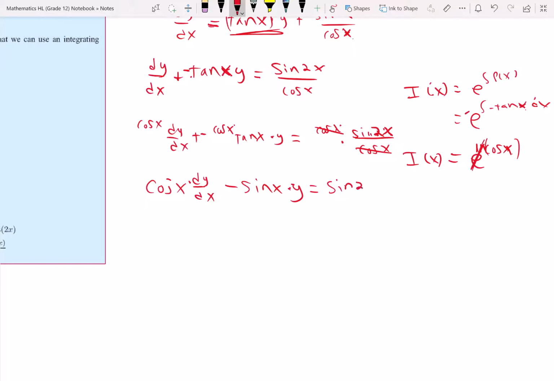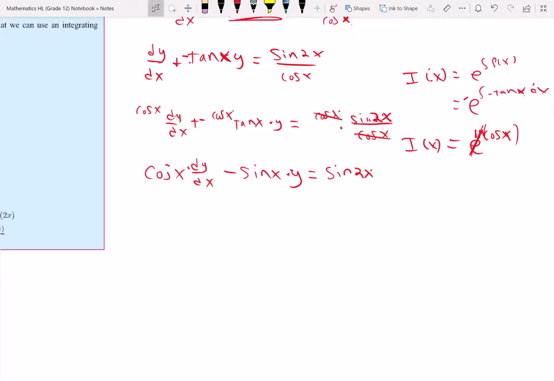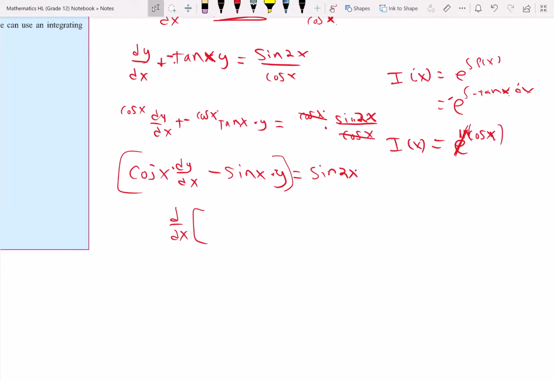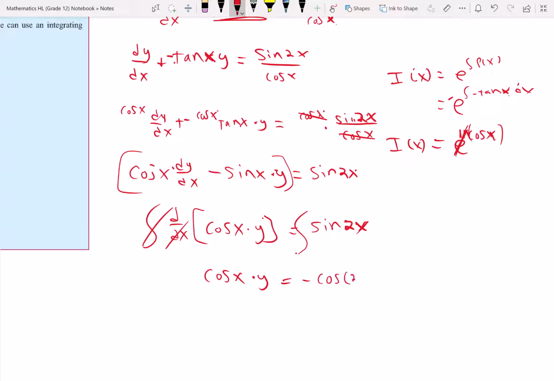Sine 2x, right? And then remember, this side is always just the derivative. If you did this right, the derivative of I of x times y. Remember, I of x was cosine x times y, right? You don't have to actually work it out, but you could try. If I take the derivative of this, I should get this, which you can check. And then that's going to equal sine 2x, which means if I integrate both sides, the integral cancels this, and you're left with cosine x times y. If I integrate sine of 2x, I get negative cosine of 2x over 2 plus c. Let's just check to make sure that's right.